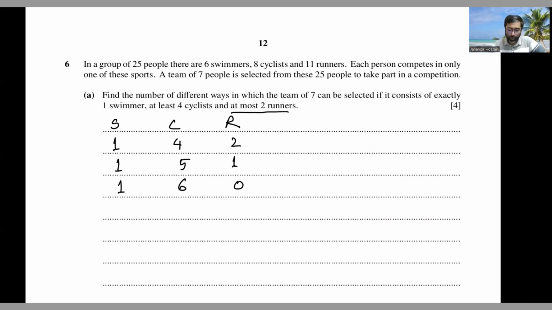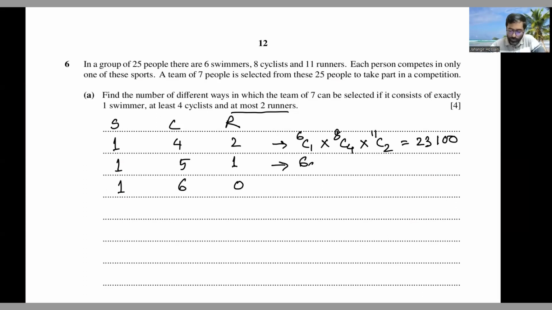Now, what is the number of ways? For this scenario, how many swimmers do we have? Six. Among the six swimmers, we'll select one: 6C1, times four cyclists from 8: 8C4, times two runners from 11: 11C2. That is 23,100.